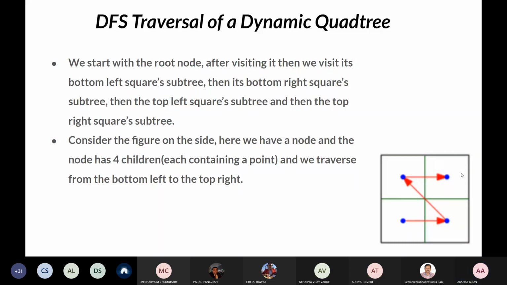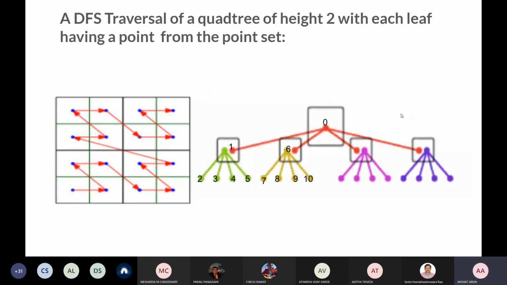Now we will see how an actual DFS traversal happens in a tree with a small depth: a DFS traversal of a quad tree of height 2 with each leaf having a point from the point set. In the left figure, we can see the complete DFS traversal. We start with the root node, which is of size 1 cross 1, basically node 0. Then we go to node 1, which is the bottom left square of size 0.5 cross 0.5. From there, we go to its bottom leftmost child, which is 0.25 cross 0.25, basically node 2. Then we come back to node 1 and go to node 3 and so on.